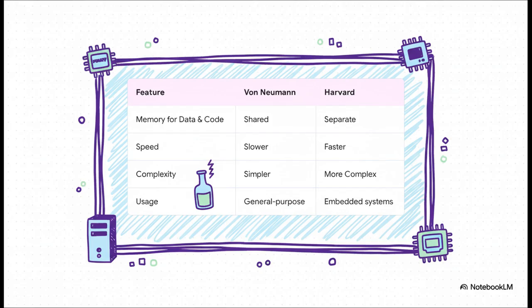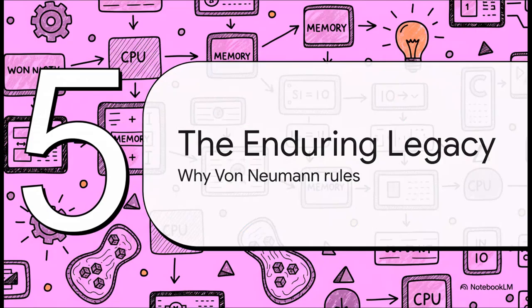No more traffic jam. So why isn't everything built this way? Well, it's more complex and more expensive to build. That's why you mainly see it in specialized things like embedded systems, not your everyday laptop. Right, so if Harvard is faster, why are we still using a design with a known bottleneck? Why does this nearly 80-year-old blueprint still rule the world of computing?